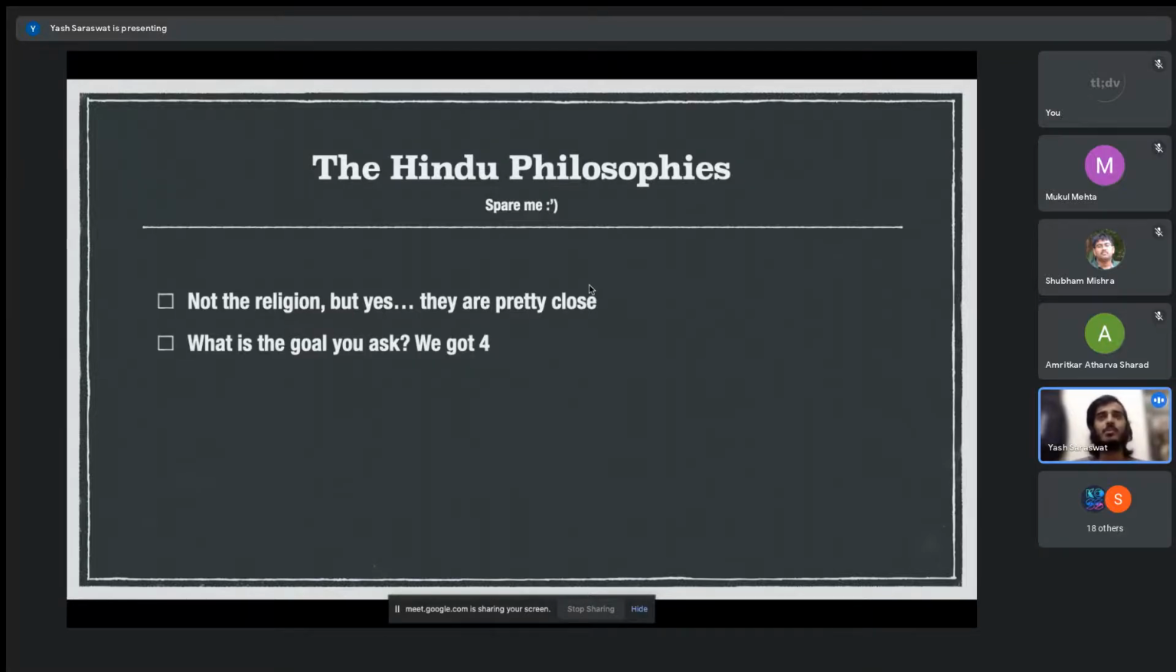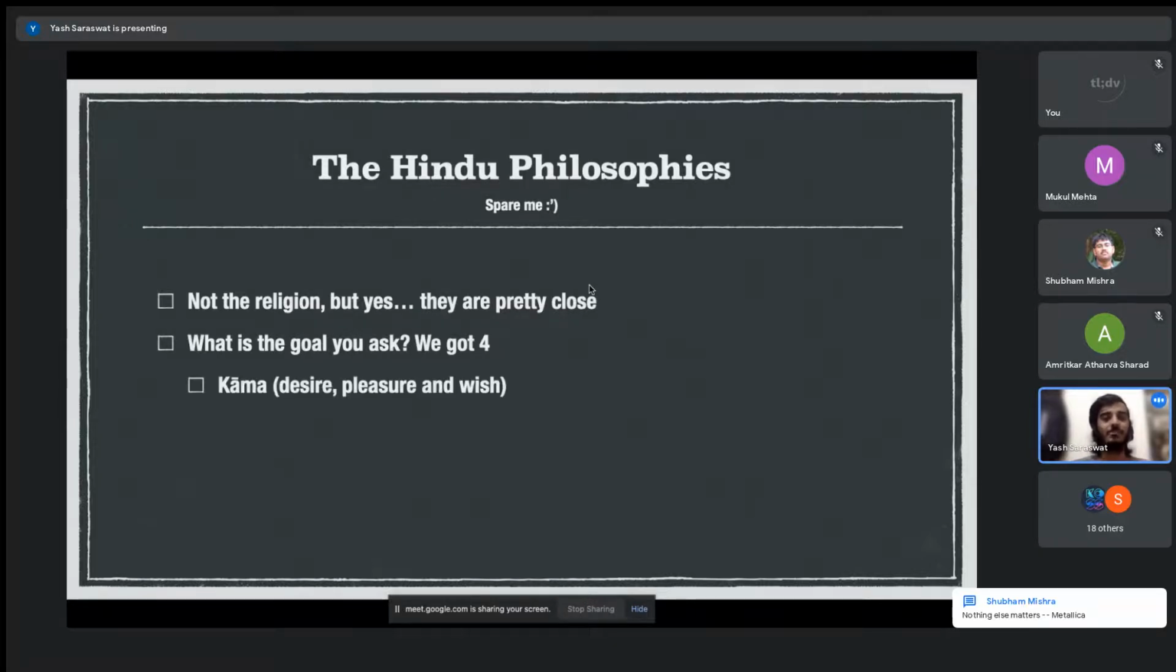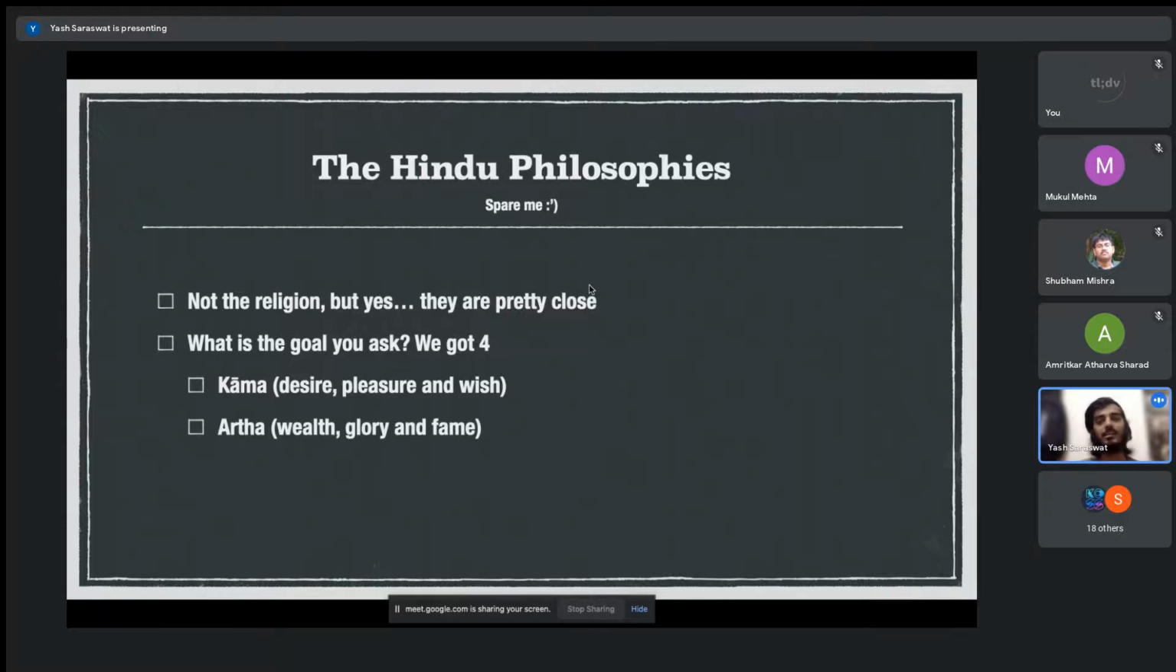So I started with this question: what is the goal of life? Well, Hindu philosophy says there's not one, there's actually four. There are four ways of living your life. The first one is kama, and these are all in increasing order of niceness. Basically, if you achieve the first one, you should look for the second one. So kama is living just for your desire, pleasure, and wish. And there's artha, that is living for power, wealth, and glory, and being famous. That is your entire goal.